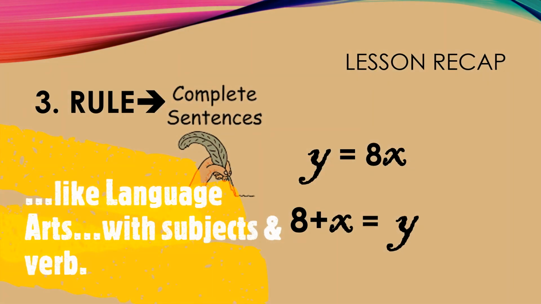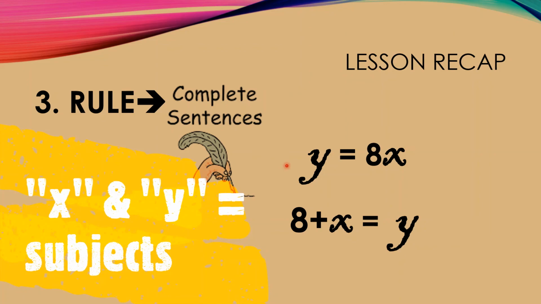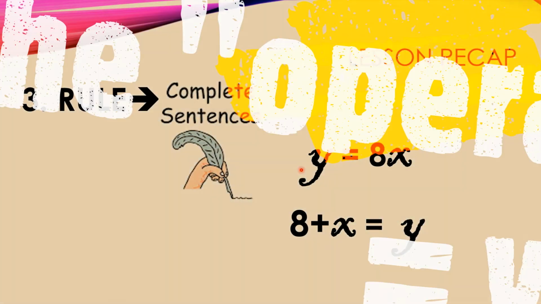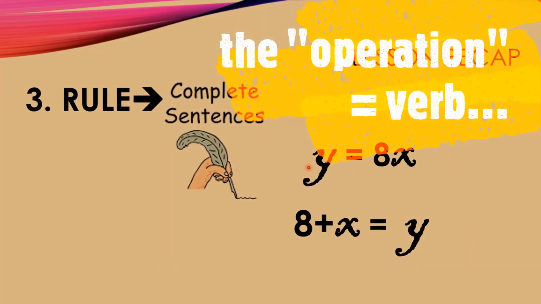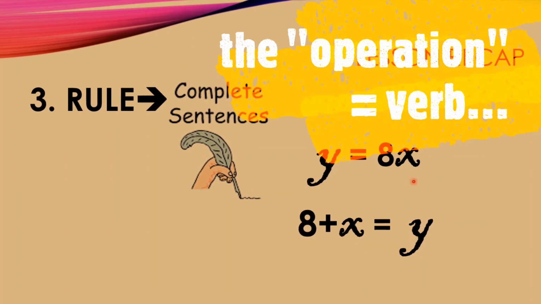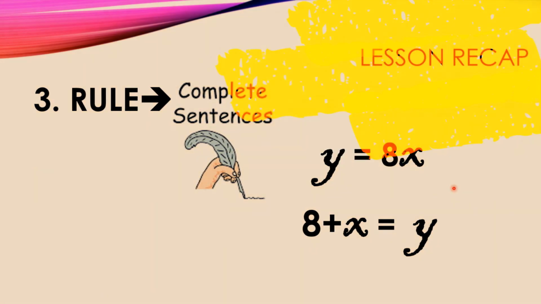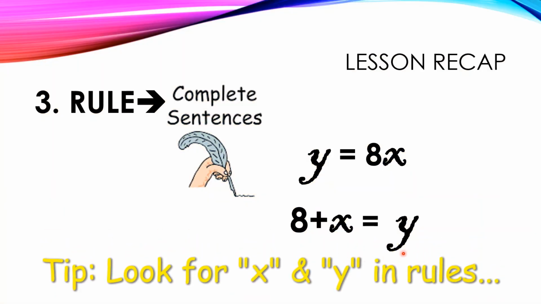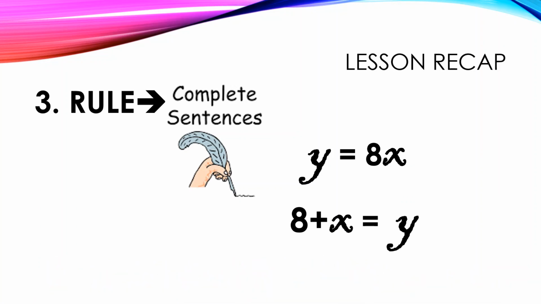Lastly, rules must be written in complete number sentences. You need to check to see if there are any x's or y's. In this case, I have y here and an x there, so I know that my rule is in a complete sentence. Sometimes our letters can also change. We don't always have to work with x and y. Sometimes we will be working with u and t. We don't know. But as long as you have those variables or those letters in there, then you know that you have written your rules in complete sentences.